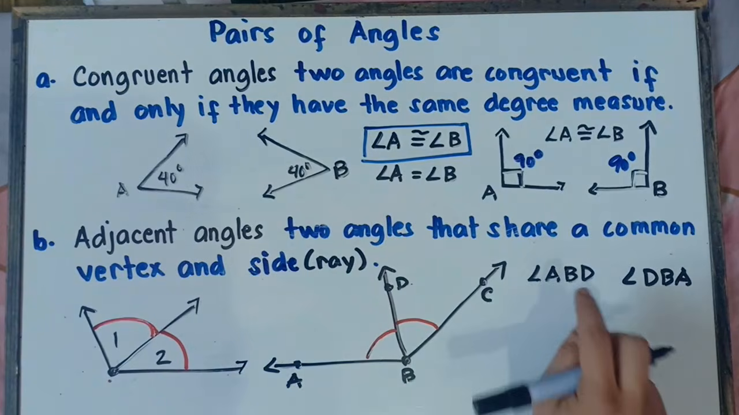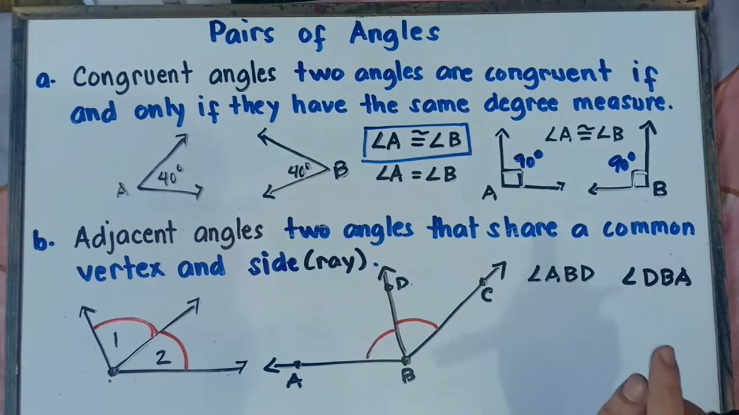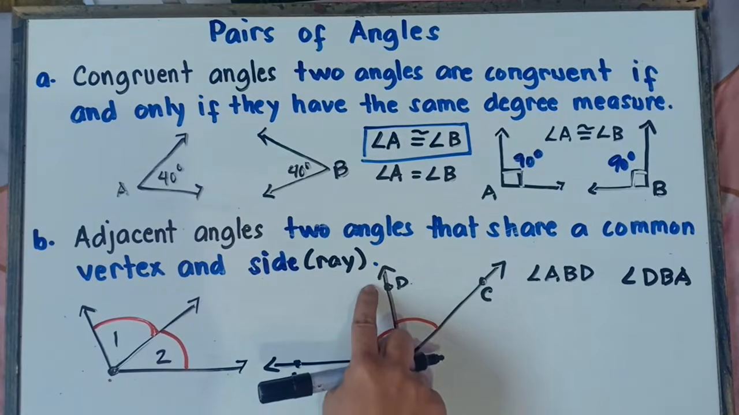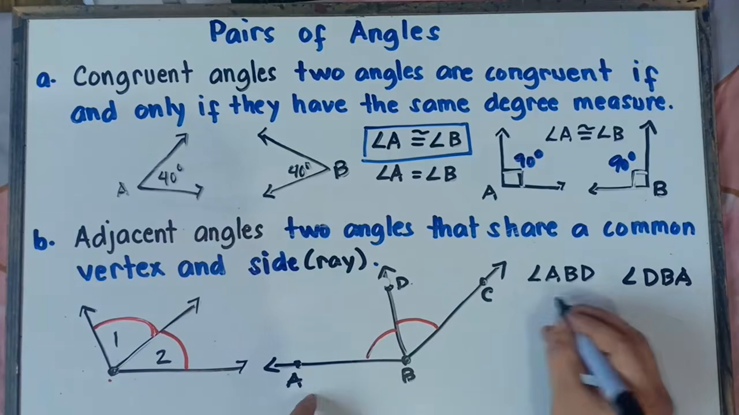It's just the same, class. Make sure, class, that B will be the center part of the letters. Angle ABD is just the same as angle DBA. Once again, class, this is just the same.